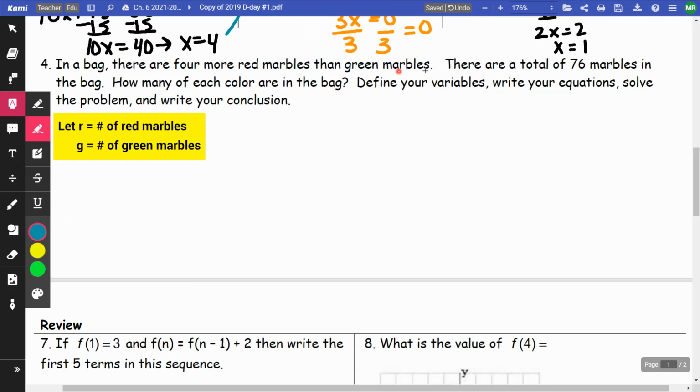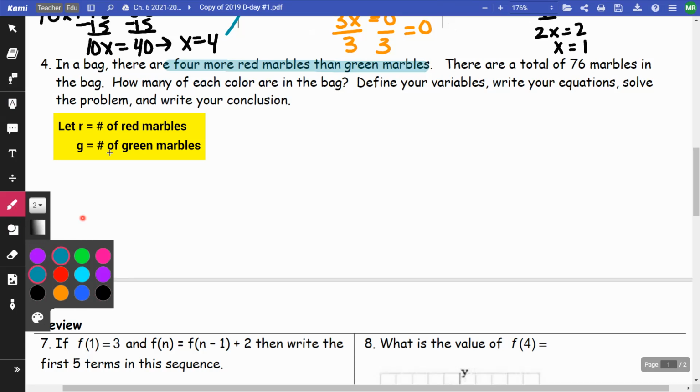One equation is going to be 4 more red than green. So you want to pay attention to which one you have more of. You have 4 more red than green. You have more red. Now 4 more means I'm adding 4 onto something. It's very tempting to add it onto the red, but I have more red. So I don't want to add the 4 onto the red and set it equal to the green. I'm going to add the 4 onto the green and set it equal to the red. So my red is equal to 4 more than my green. Okay, that's my equation.